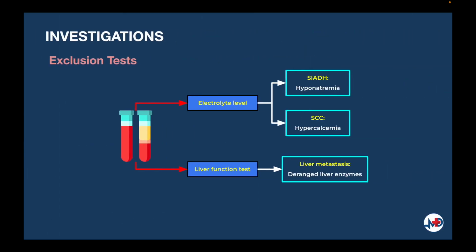Other investigations for lung cancer include the routine metabolic profile such as full blood count, renal profile, and liver function test. Electrolyte imbalance can occur in lung carcinoma patients too. Hyponatremia may indicate presence of SIADH, and hypercalcemia more associated with squamous cell carcinoma, which must be excluded. Liver metastasis should be suspected if the liver enzymes are markedly deranged.